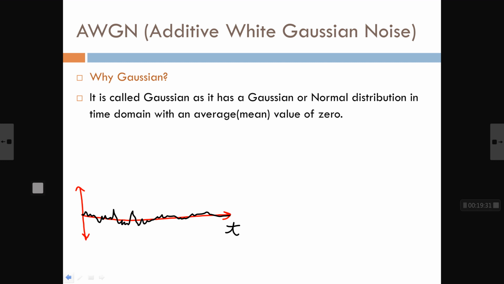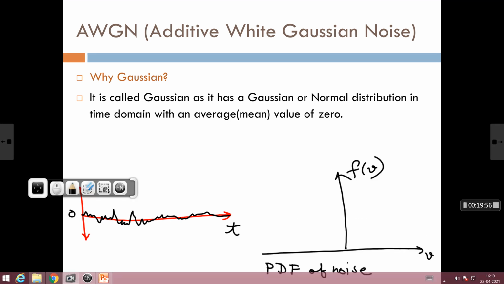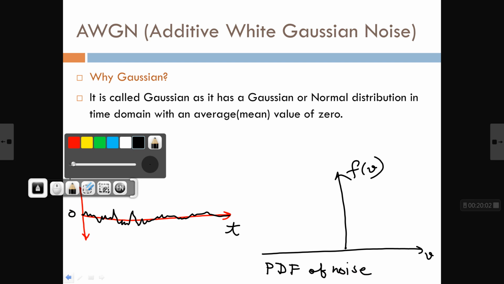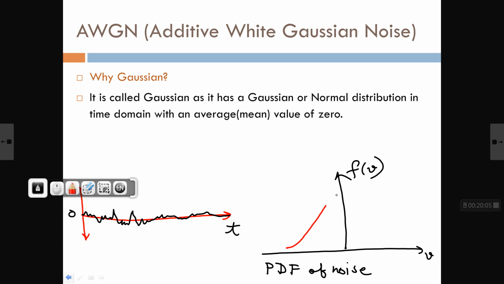Now what you can see here, most of the time the value of noise is 0. Now noise is in the positive half as well as the negative half, right? So if I can find something called the probability distribution function with respect to the volts, and I can plot this probability distribution function and see what we get. If we take the PDF of noise, we would be getting a bell-shaped curve which is symmetrical on both sides of the V axis.